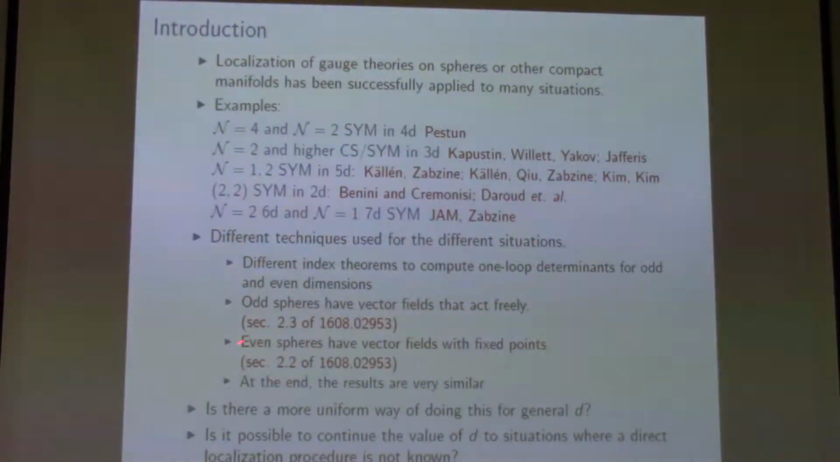So the question that we had is: is there a more uniform way of doing this for a general d-dimensional sphere? When you look at these results, you see a pattern, and you can write down a formula as a function of d for, say, the partition functions, at least the perturbative partition functions. And so you might ask, is it possible to analytically continue the value of d to situations where it's not actually known how to do direct localization? That's what I'll talk about today.